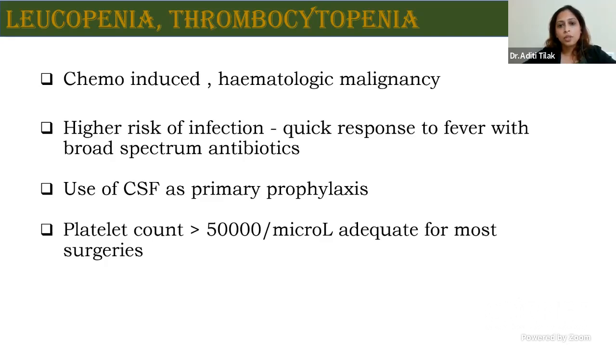Leukopenia and thrombocytopenia are often seen in hematological malignancies. Any chemotherapy can cause these as well. All the neutropenic and leukopenic patients are at very high risk of infection. So strict asepsis during the peri-op period and a very quick response to fever with broad spectrum antibiotics is a must. Use of colony stimulating factors as primary prophylaxis to prevent febrile neutropenia or neutropenic fever can also be considered.